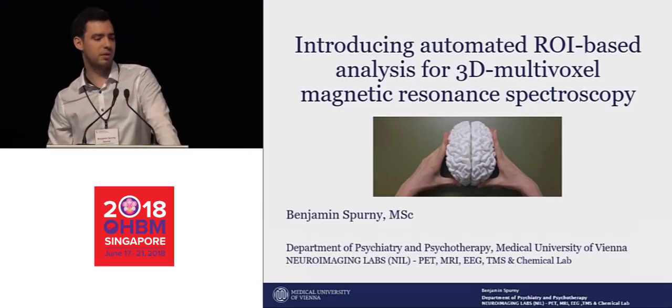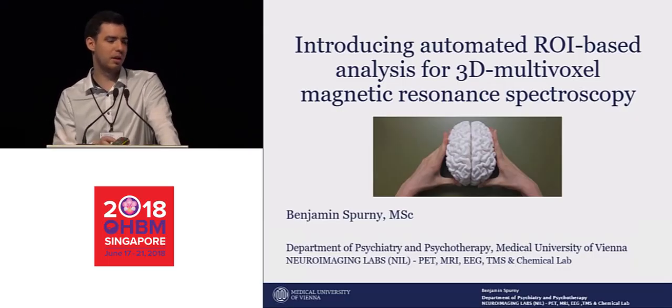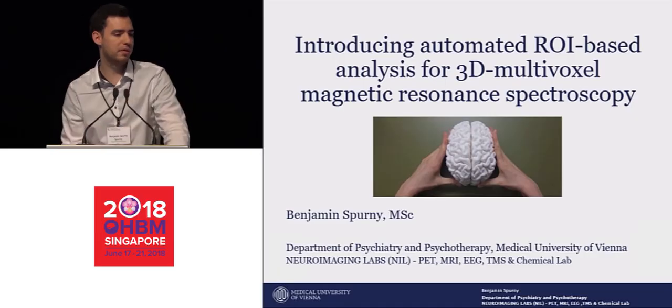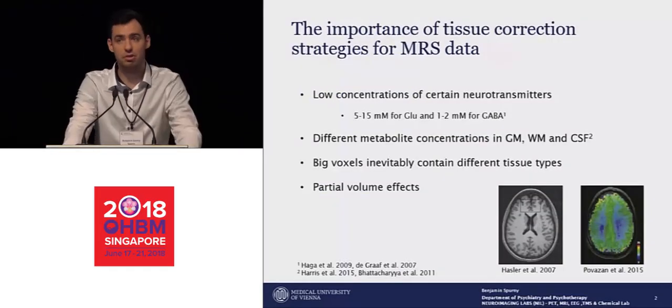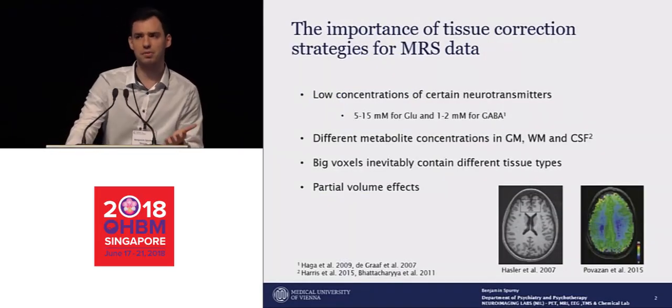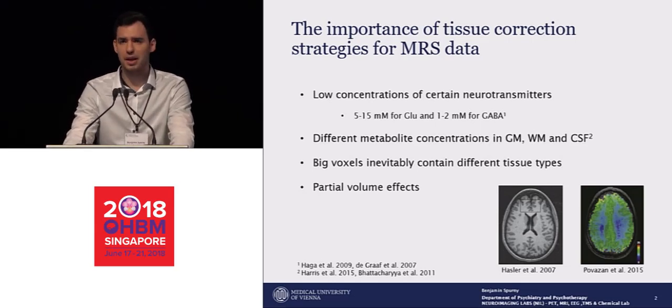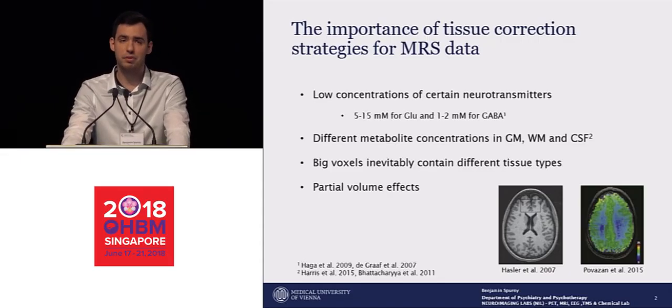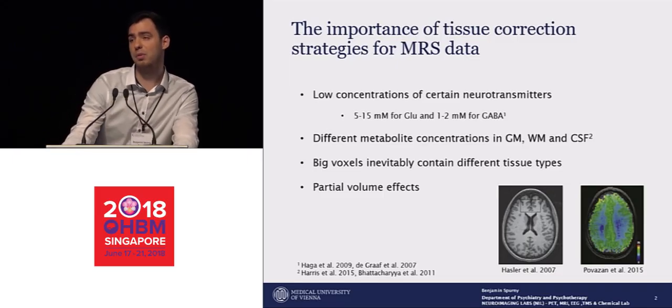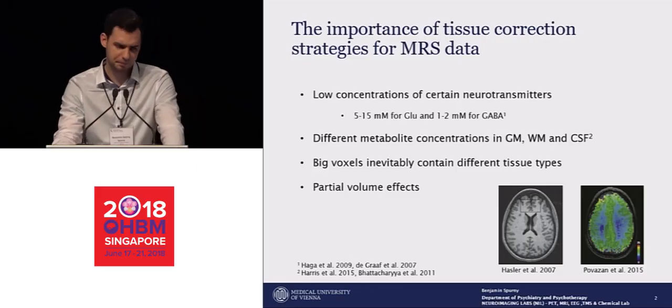Before I introduce my method, I want to talk a little bit about the importance of tissue correction strategies for MRS and give you some examples of what can be done. Especially when you look at certain metabolites, we have the problem that we deal with very low concentrations in the brain. For example, for glutamate, we have concentrations of about 5 to 50 millimolar, and even 1 to 2 millimolar for GABA.